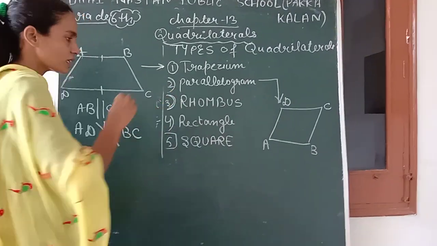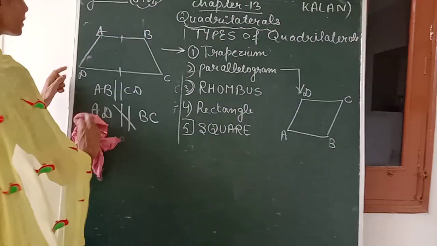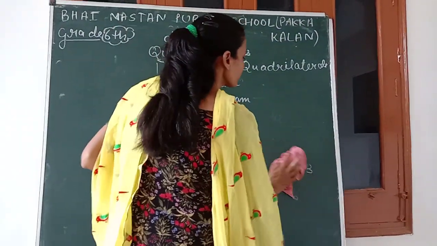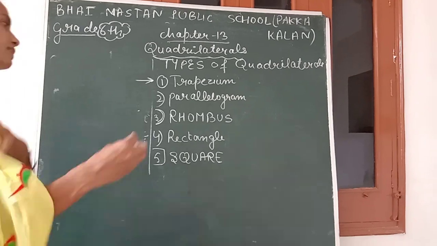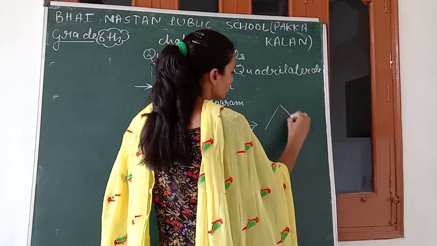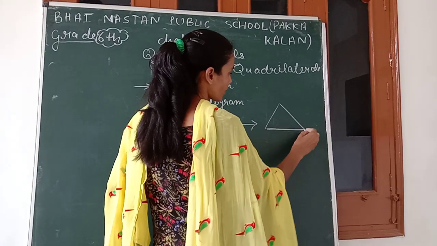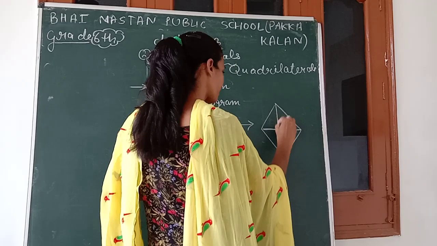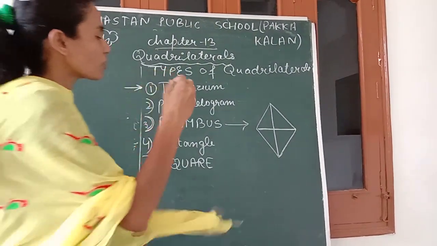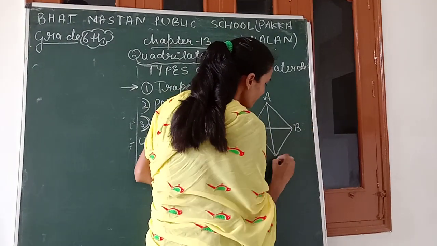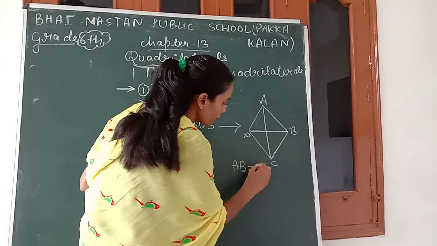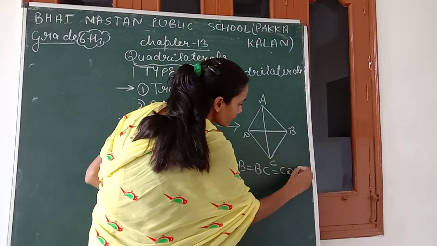Now the third one is rhombus. So what is a rhombus? A rhombus is like a kite. We know what a kite is. This is a kite, and this is called a rhombus. What is the property of a rhombus? A, B, C, D. In a rhombus, all sides are equal: AB, BC, CD, DA.